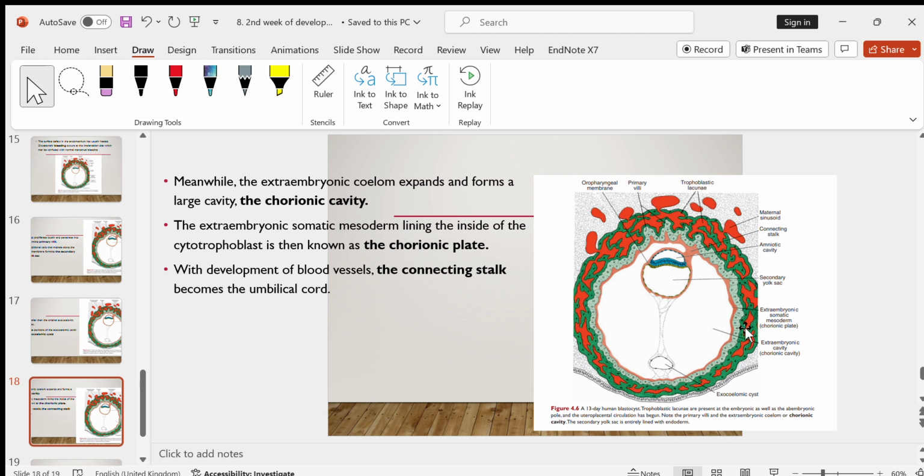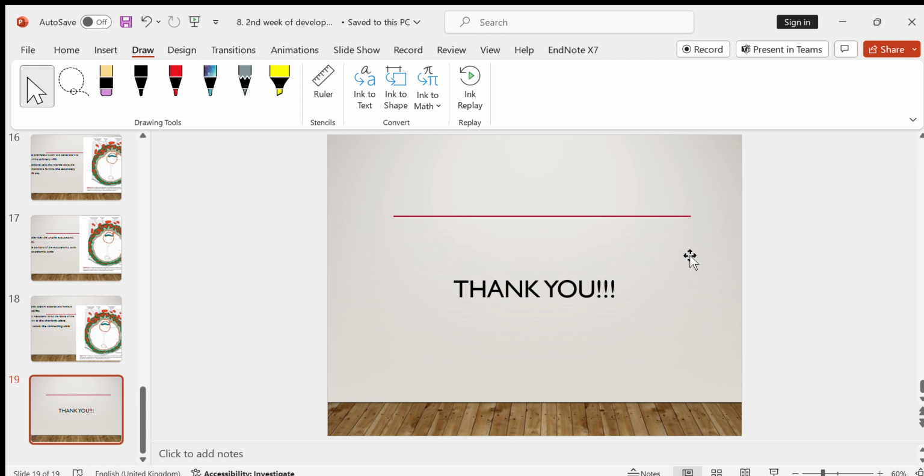Next, we have discussed this before, that the extraembryonic mesoderm has a cavity that is called the chorionic cavity. Now that cavity has enlarged to this size, and this entire structure is the chorionic cavity, and this small structure is the amniotic cavity, and this is the secondary yolk sac. And the point from where this structure is connected to the trophoblast is the connecting stalk, and this is the point of development of the umbilical cord after the formation of the umbilical vessels. That's all for today. Thank you.